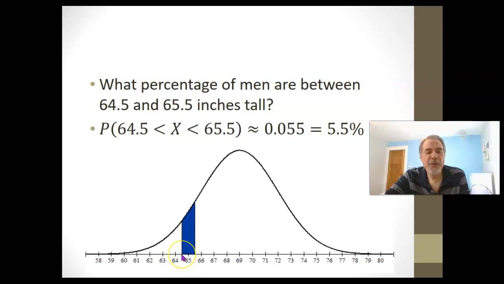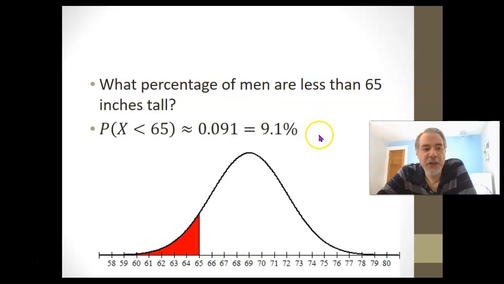So if we find where 64.5 is and find where 65.5 is on the scale here, and then draw lines at those points up to the curve, and then shade in the region in between those two lines, how big is that region? How much space does it take up? How much of the total area is contained in that blue region there? And it turns out that it's about 5.5% of the total area, which means that about 5.5% of men have a height that falls in that range between 64.5 and 65.5 inches.